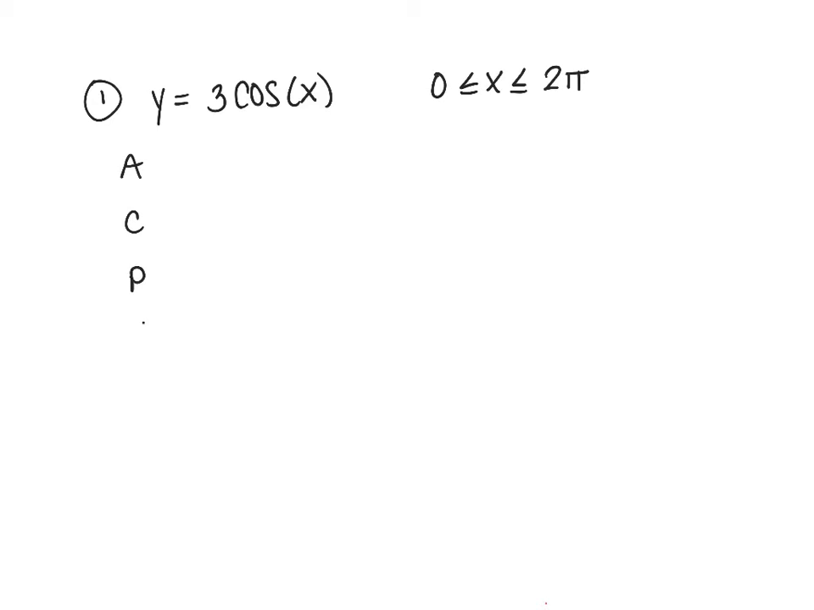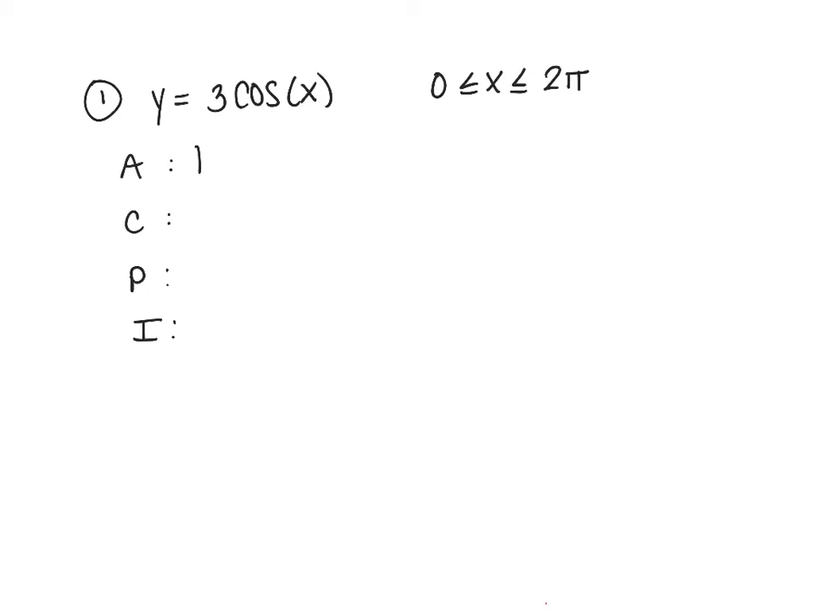Okay, so let's try an example together. We'll call this example number 1, and I want to graph y equals 3 cos x over the interval from 0 to 2 pi. So take a minute, find your a, your c, your p, and your i values, and hit resume when you're ready for the answers.